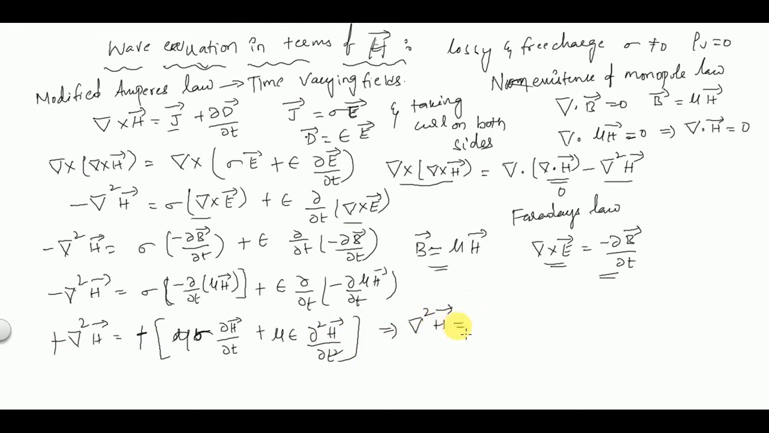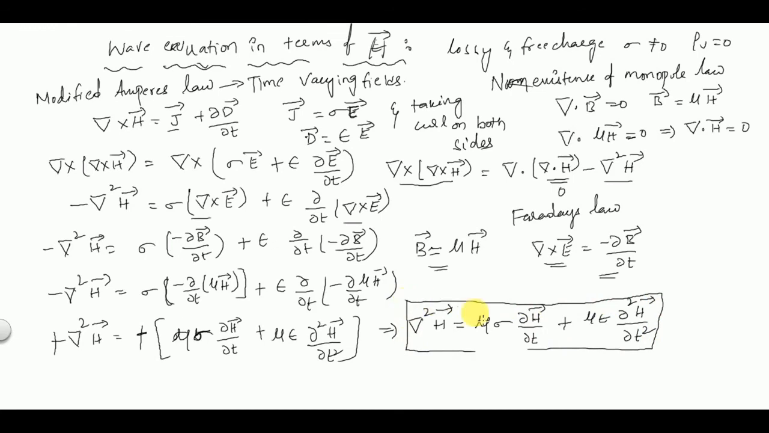So the final wave equation in terms of magnetic field is given by del square H bar is equal to mu into sigma dou H bar by dou t plus mu epsilon into dou square H bar by dou t square. This is the final wave equation in terms of magnetic field. If you observe here, the entire equation consists of only magnetic field components. Previously we discussed the wave equation in terms of electric field. These two equations are very important and should be remembered for the exam.